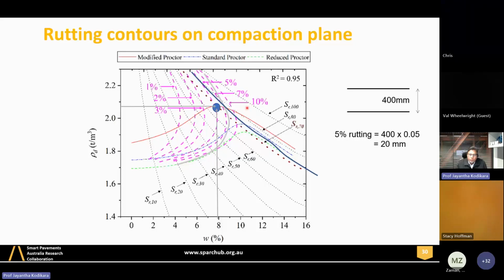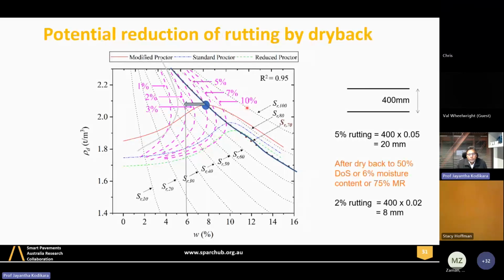So these contours are very interesting to see. They have many features and they have a relationship to the water retention curve, but with density. But I don't have time to go through them. I want to highlight one interesting feature. You can see here, if we dry back after compacting to optimum, because your energy can be minimized to this density by compacting to optimum, but you dry back to, let's say, the 2% rutting contour, the density remains the same, but moisture reduces during dry back. You can allow the pavement to evaporate under the sun. Then it will come to the 2% contour.